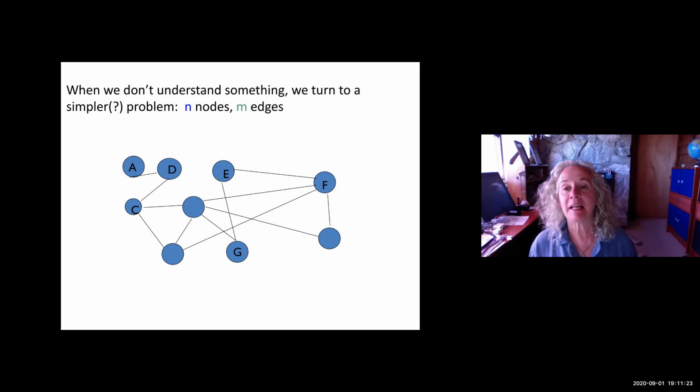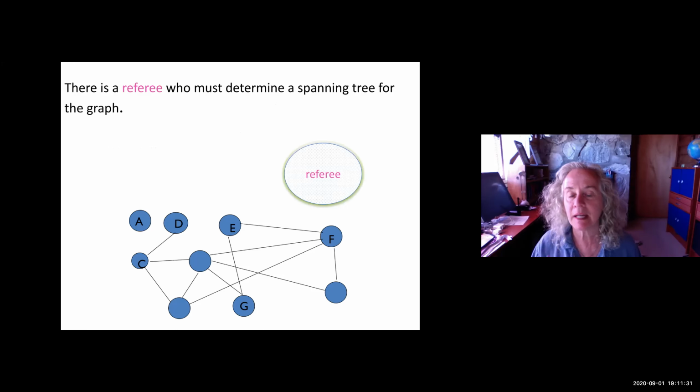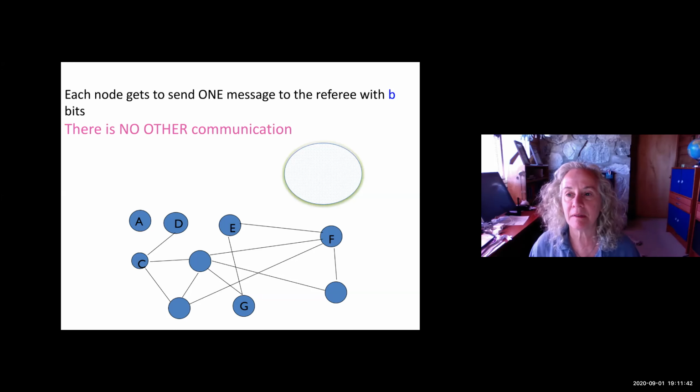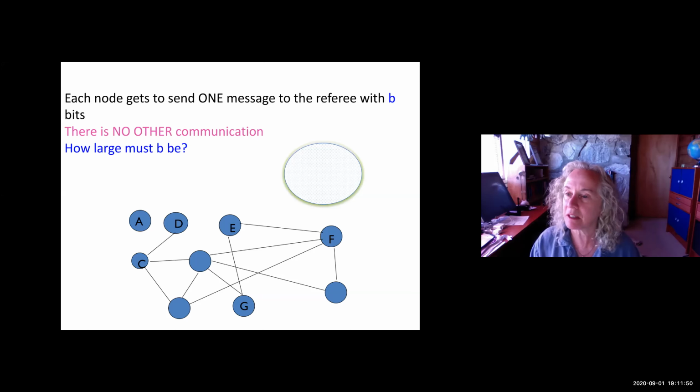So when we don't understand something, we turn to a simpler problem. So instead, we're looking at N nodes, M edges, and we have a single referee. And now each node knows its neighbors, and they can communicate to the referee. We assume that each node can only send B bits to the referee, and there's no other communication. So in other words, each node knows its neighbors, sends B bits to the referee, and that's it. The referee has to figure out what the connected components of the graph are. So how large should B be?